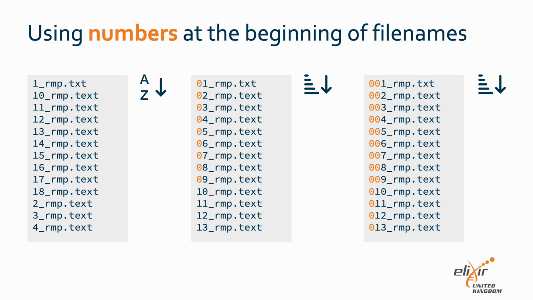To avoid this when using numbering at the beginning of a file name, prefix numbers with a 0, so that each number has the same number of digits. In the middle example here, numbers with a single digit are padded with a 0 prefix to enable numerical sorting. Before you start though, know the number of files you will be creating, because you may need more than one 0 if you're going into the hundreds.